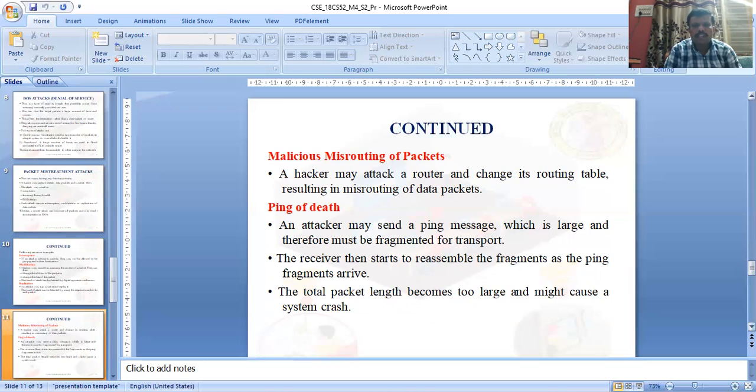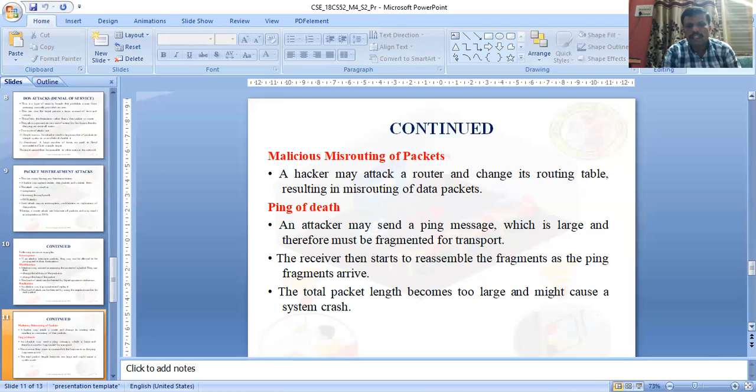At the transport layer, the receiver starts to reassemble the fragmented packets. If it is a large packet, the sender side divides it into a number of equal or variable size fragments. That is what we call fragmentation at the transport layer. On the receiver side, it reassembles the fragmented packets. As the ping fragments arrive, the total packet length becomes too large and might cause a system crash. This is the ping of death.